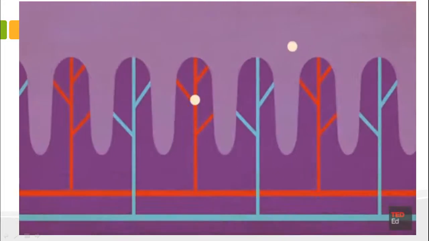The blood takes them on the final leg of their journey to feed the body's organs and tissues. But it's not over quite yet.